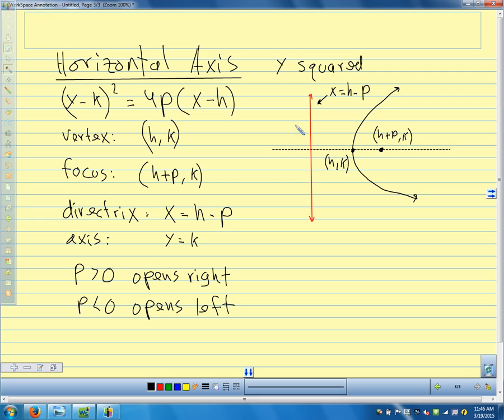And then we can also get 2 additional points on our graph by moving 2p units up or down from the focus.